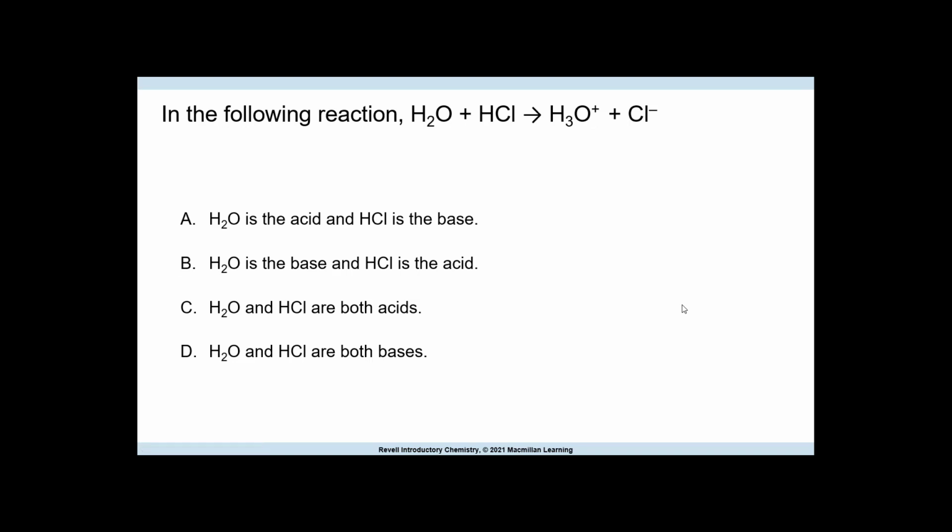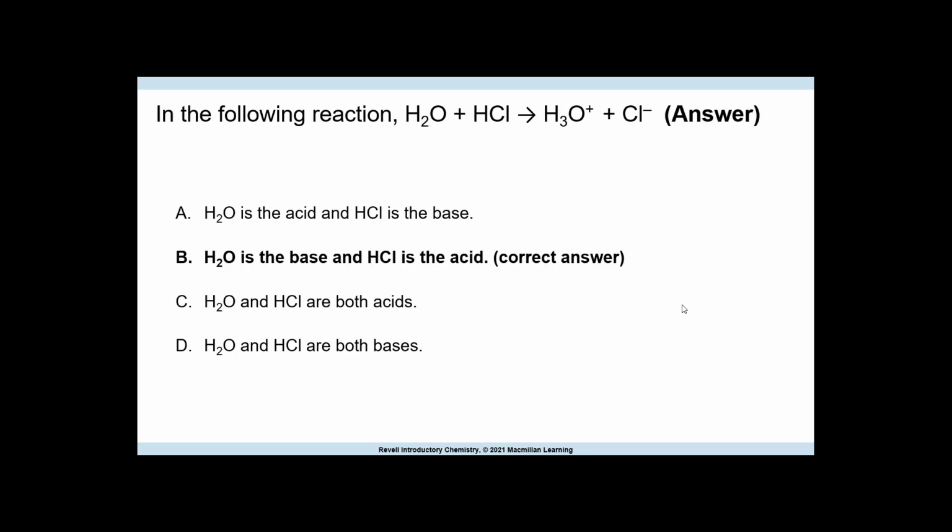Okay, so in the following reaction, we have water and HCl. So what is this asking? It's asking, is water the acid and HCl the base? Is water the base and HCl the acid? Is water and HCl both acids, or water and HCl both bases? Well, in this case, water is the base, right? Because it took the proton, and it means that HCl is the acid.